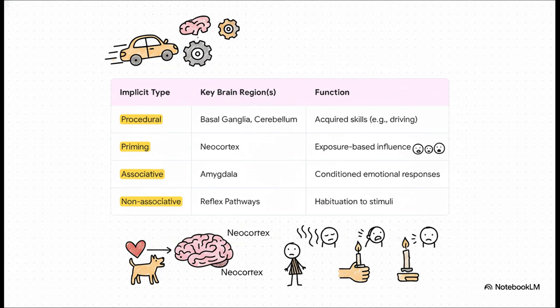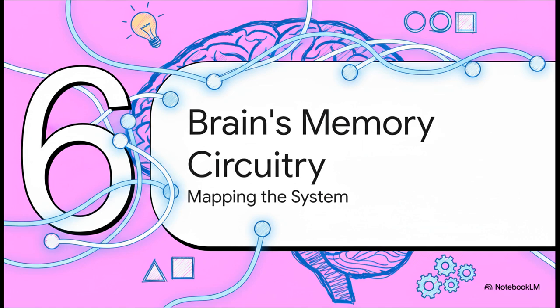Third is associative memory, which creates those conditioned emotional responses, and that's governed by the amygdala. And finally, there's non-associative memory, which is just simple habituation to things in our environment, a process handled by our basic reflex pathways. So we've covered the fundamental processes in the modern ways we classify memory.